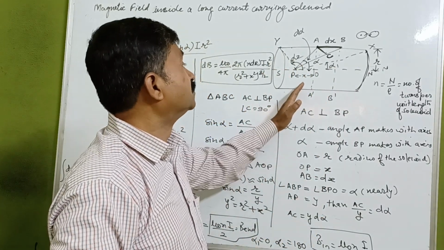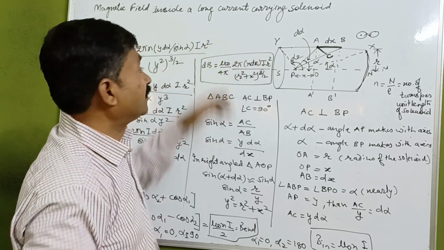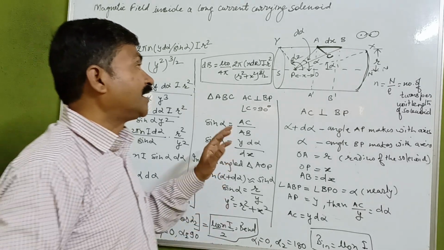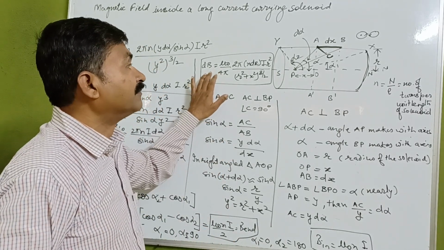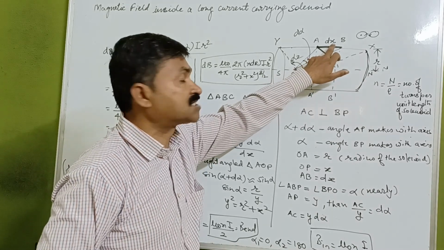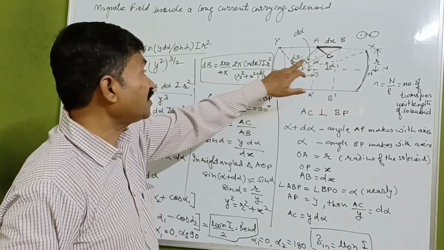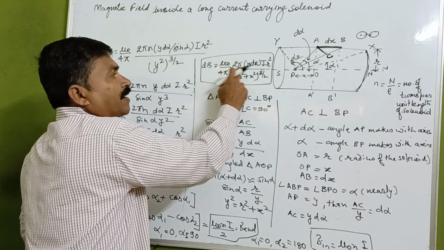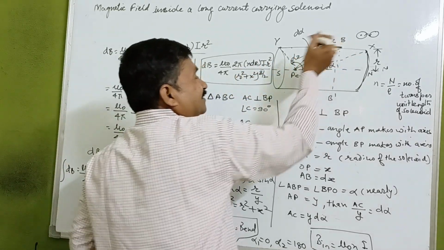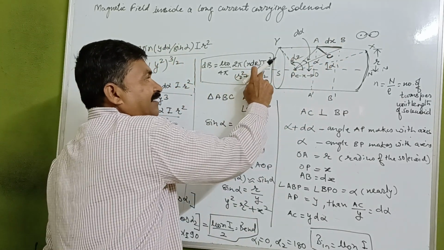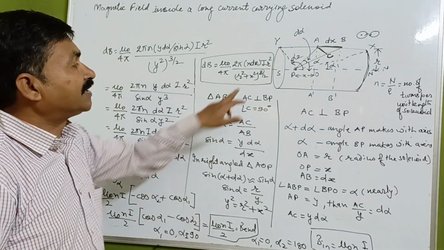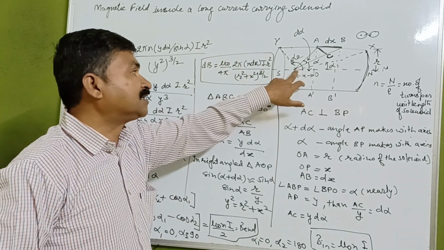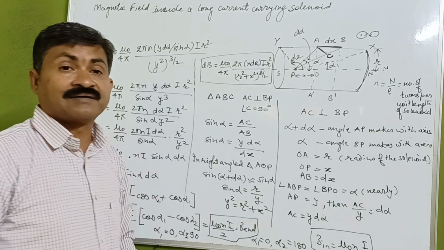Now if we go through this solenoid and want to calculate the magnetic field at this point P, we can find the magnetic field at this point because of this current element dx. According to Biot-Savart law, we will have mu naught upon 4 pi times 2 pi n dx, this length we have taken into consideration, multiplied with current I into r square divided by r square plus x square whole to the power 3/2. At this point P, we want to determine the magnetic field.